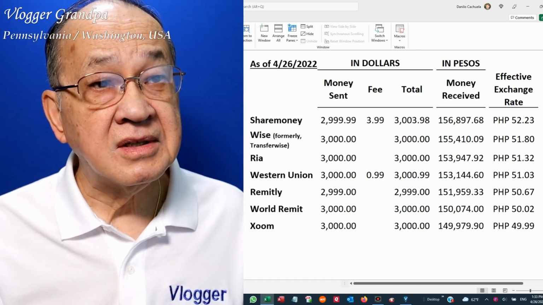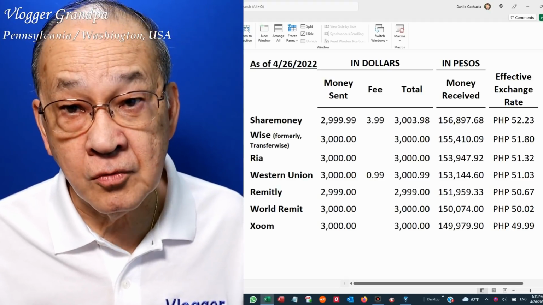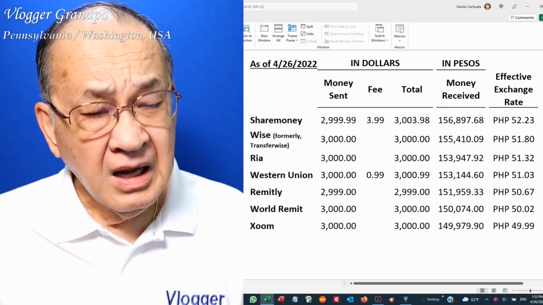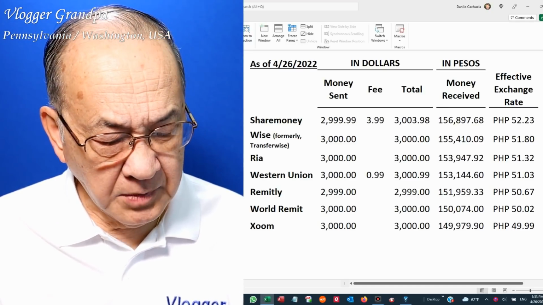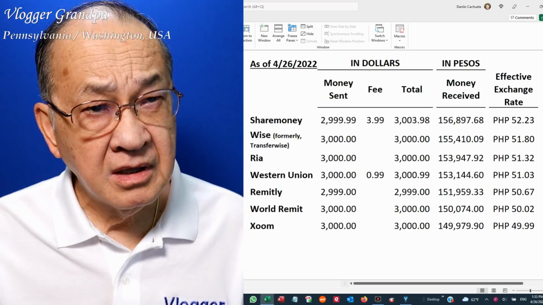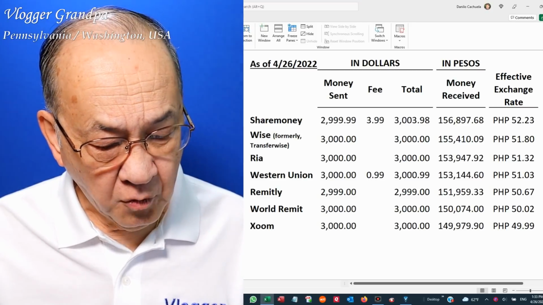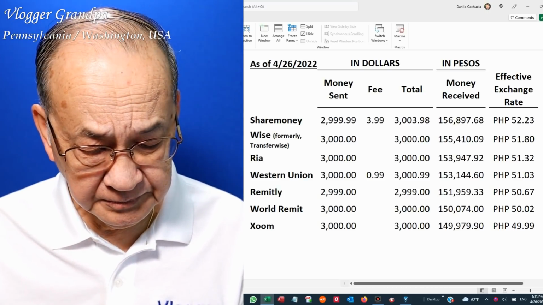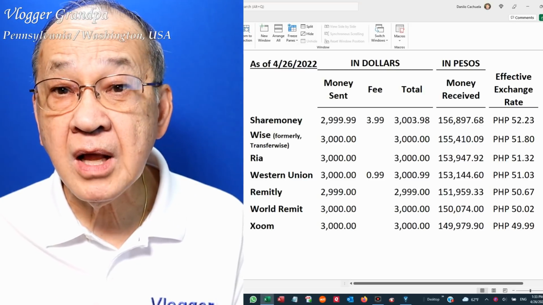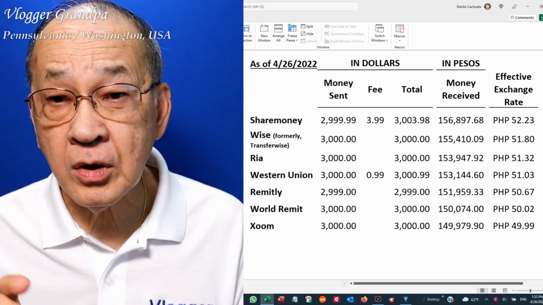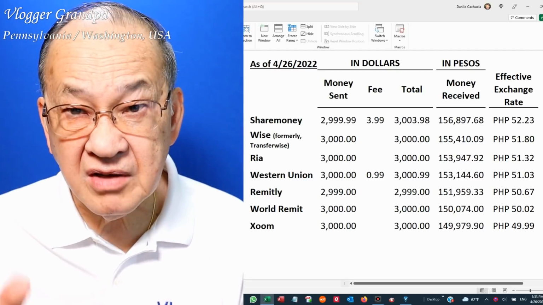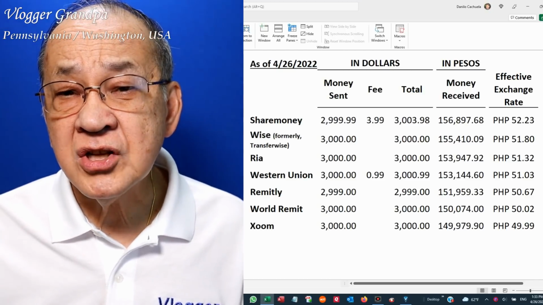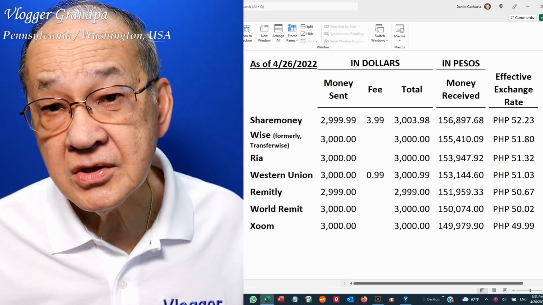So 2 days ago, I just sent money to the Philippines through Wise, and I did not realize Share Money is better. Now let's take a look. 52.23 I would have gotten if I sent it by Share Money. 51.80 by Wise, so the difference is 43 cents. I only sent $1,000, so multiply that by $1,000, that means 430 pesos. I overpaid by 430 pesos. Divided by, let's say, $50 per exchange rate, $8.60. So I could have saved myself $8.60.